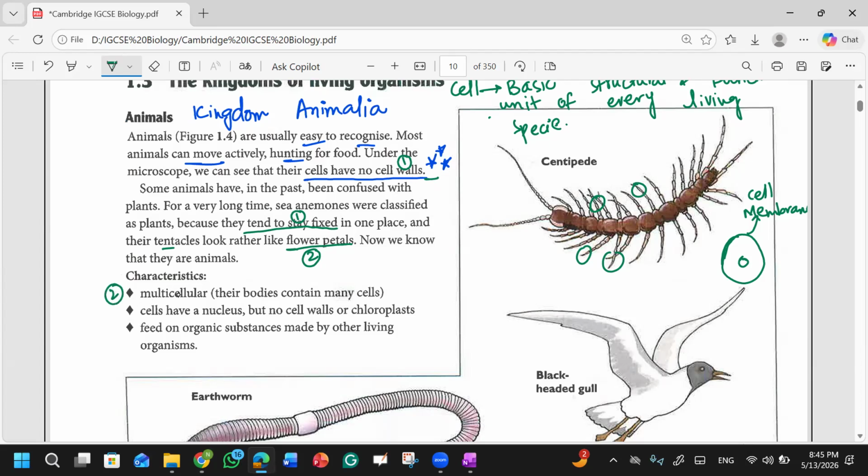Second is that they are multicellular. Multicellular means they have many cells. Do you know why the animals are multicellular? Do you have a general idea about this?